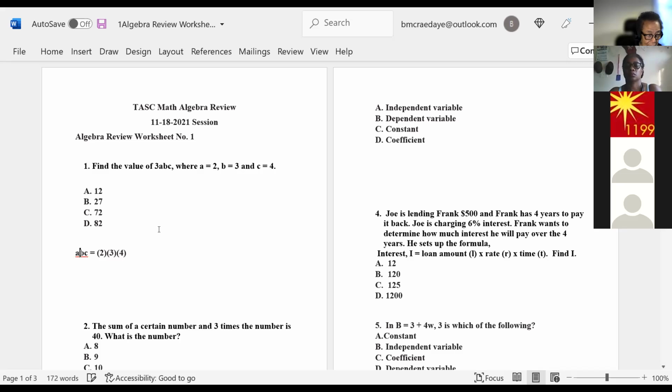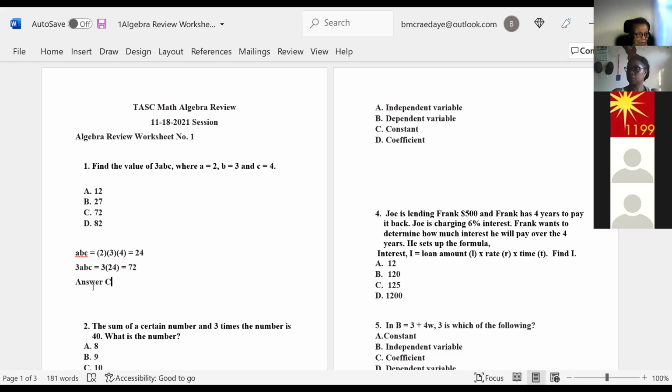What Vanessa did, she multiplied these out. 2 times 3 is 6. 6 times 4 is 24. And since it was 3ABC, it will be 3 times 24. And that's equal to what? 72. So that's correct. Answer C. Maureen, did you get that one? Okay. So the answer is C.